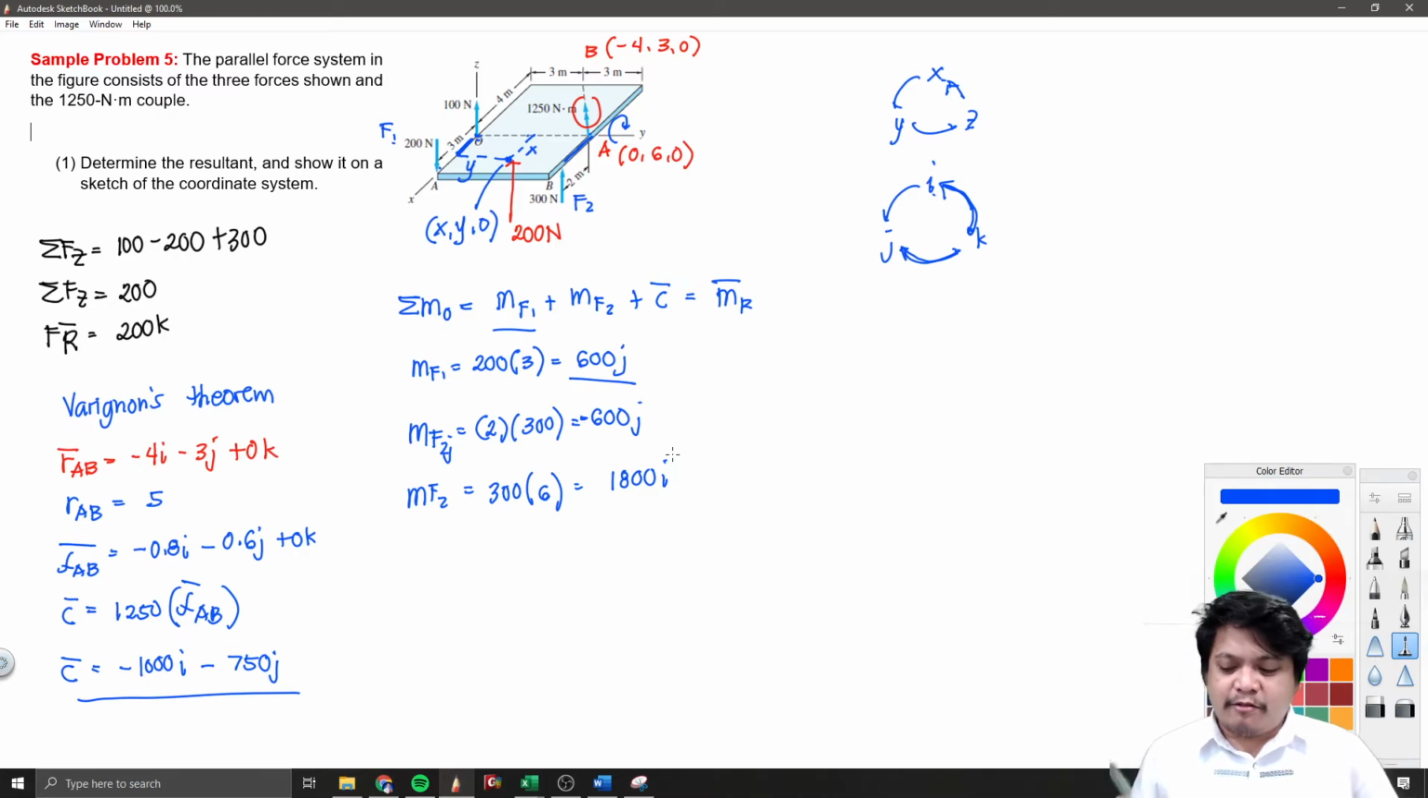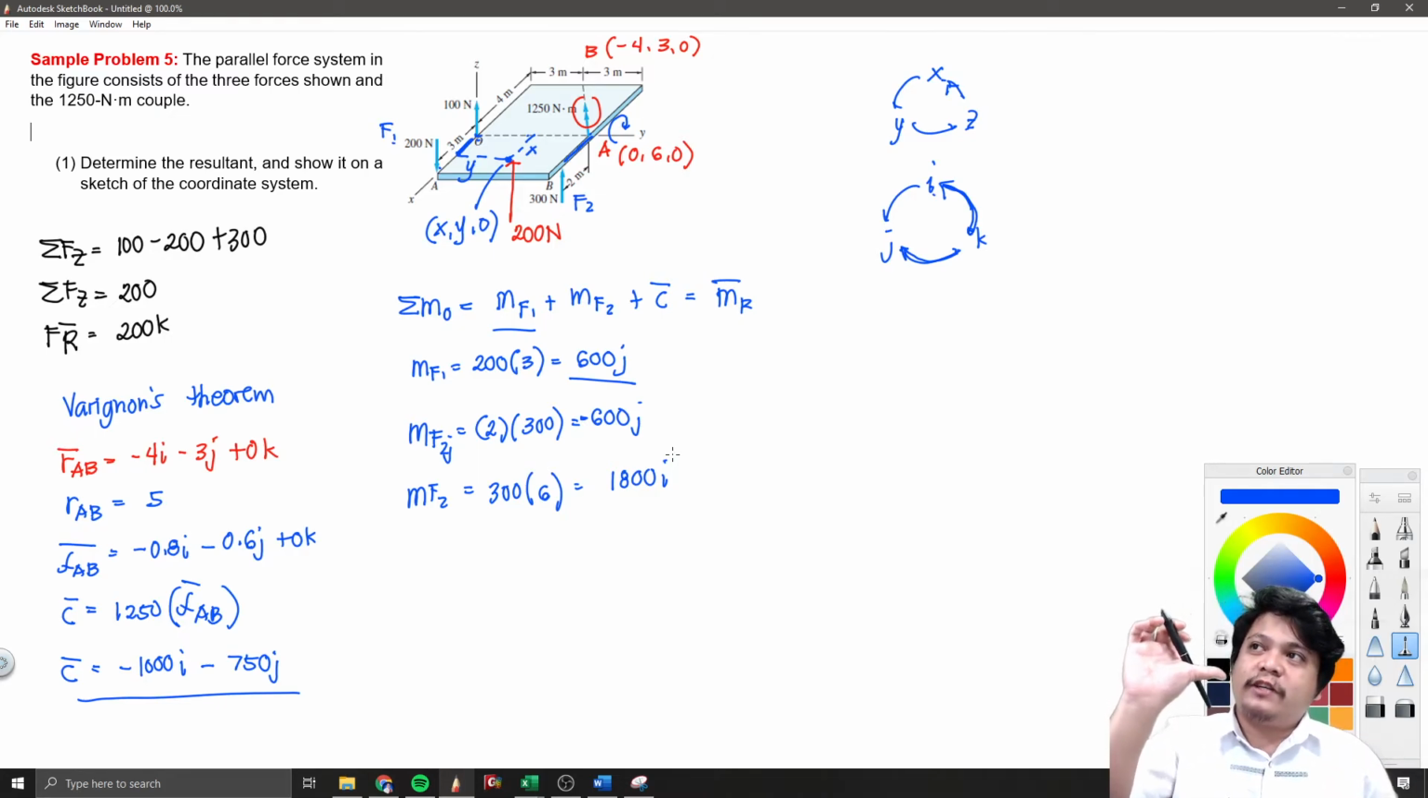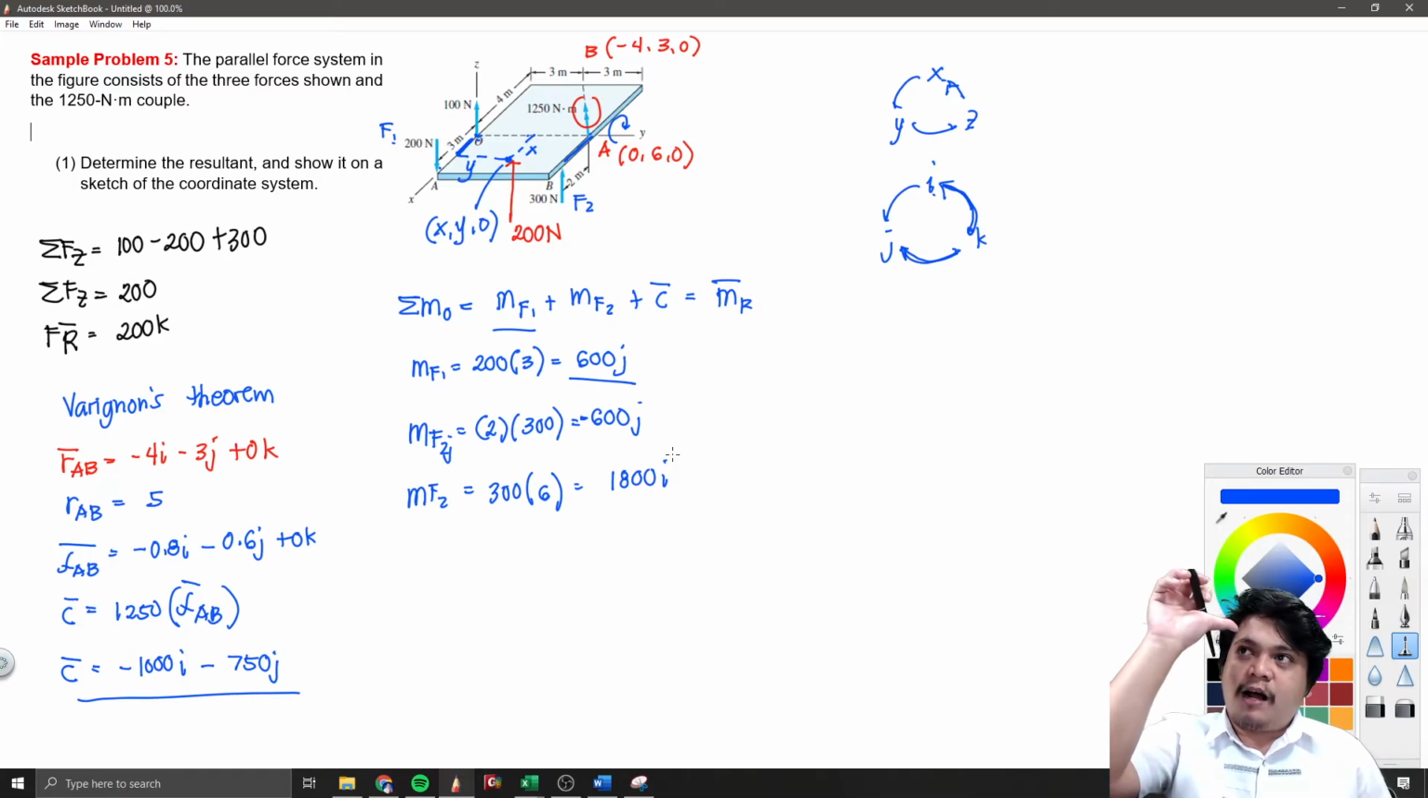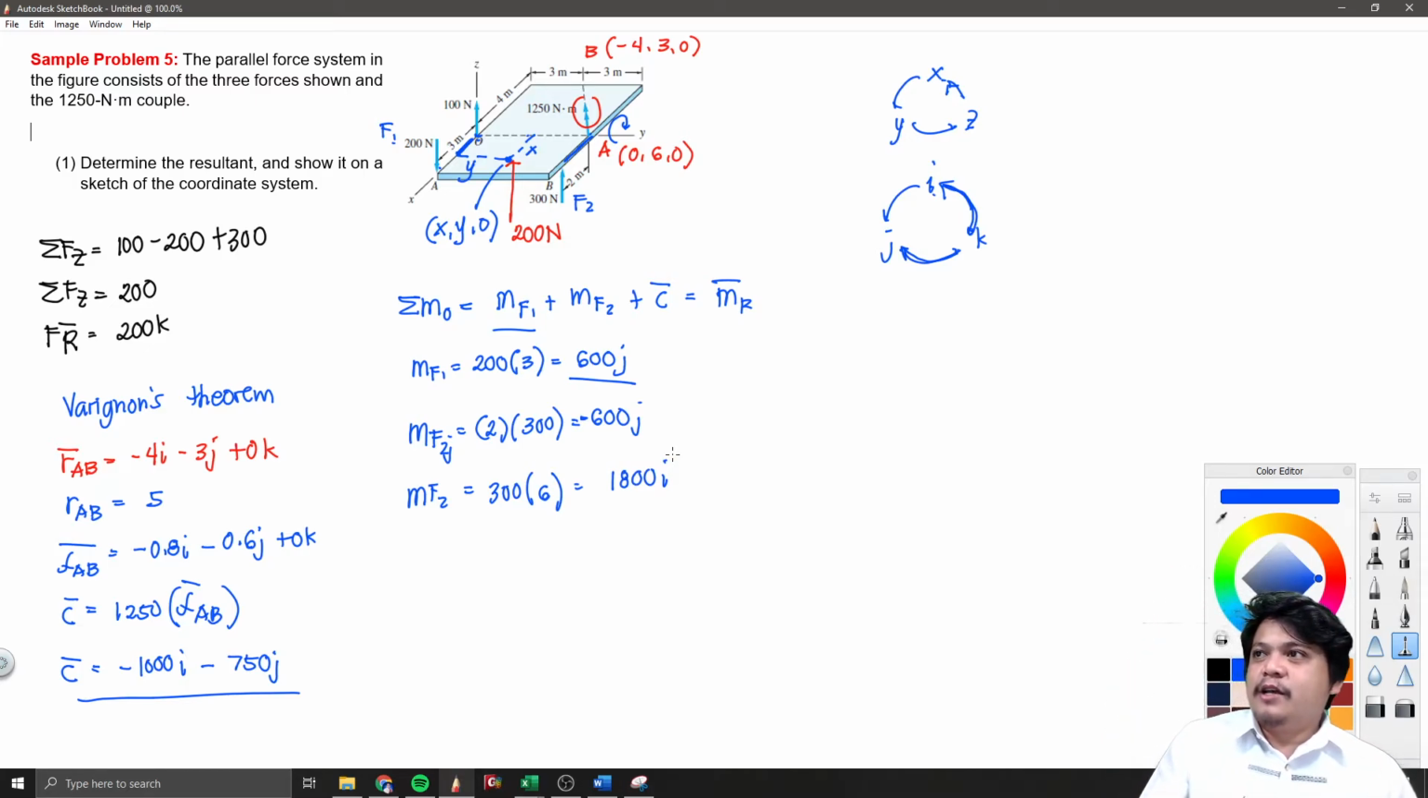Okay? O, basta kung hindi kayo na-handle, mag-cross product kayo. Pero I'm trying to solve it using the moment about an axis. So yung 300 Newton ko, multiplied it by 6, so you will be having here positive I. Okay? So in short, yung aking MF2, that would become equal to 1,800 I and then minus 600 J.